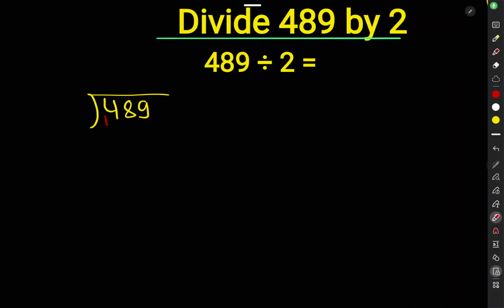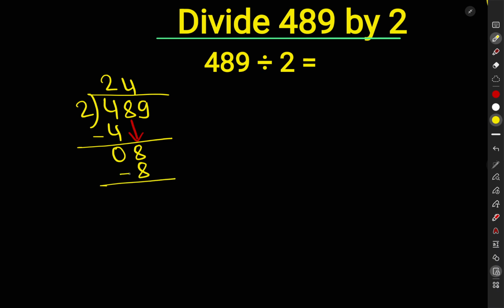If we divide 489 by 2 in the long division method, 2 times 2 is 4. On subtracting, it is 0. So we put down this 8, and 2 times 4 is 8. On subtracting, it is 0.